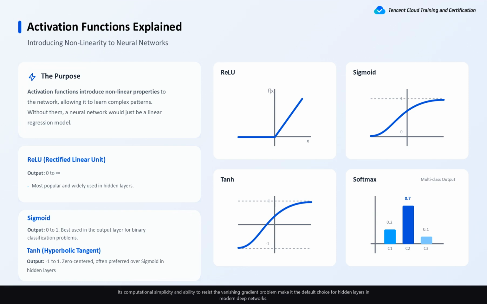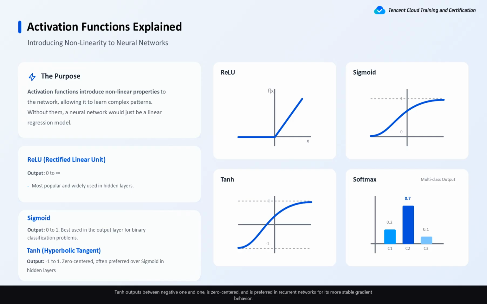ReLU, or rectified linear unit, outputs 0 for negative inputs and the input value for positive inputs. Its computational simplicity and ability to resist the vanishing gradient problem make it the default choice for hidden layers in modern deep networks.